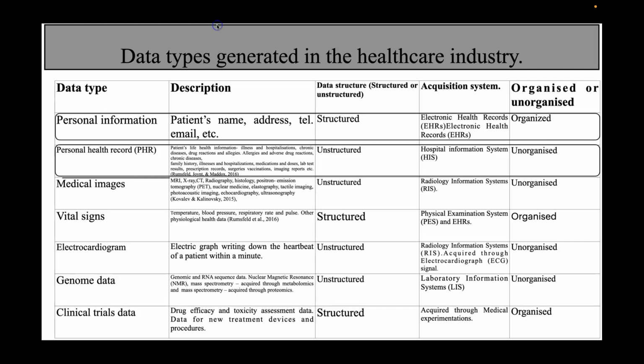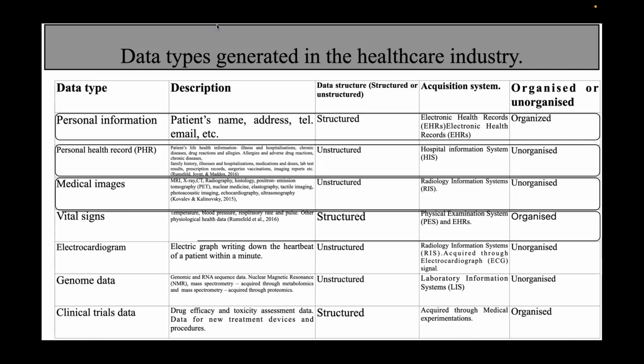We also have the medical images, which include MRI, X-ray, CT scans, radiography, echography, ultrasonography, and other medical imaging techniques. And this kind of data is unstructured, and it often comes from radiology information systems, and it's unorganized.